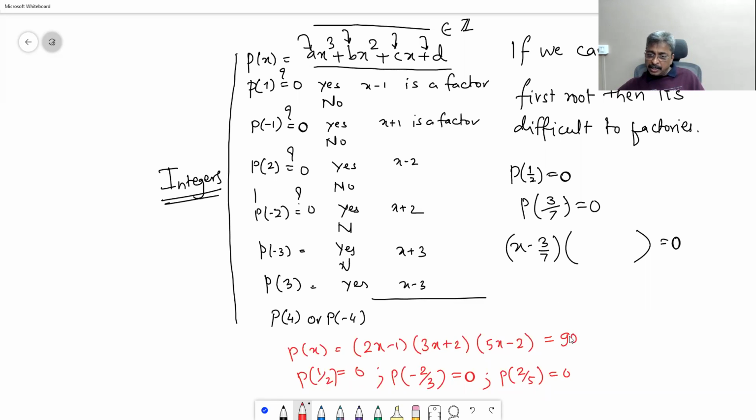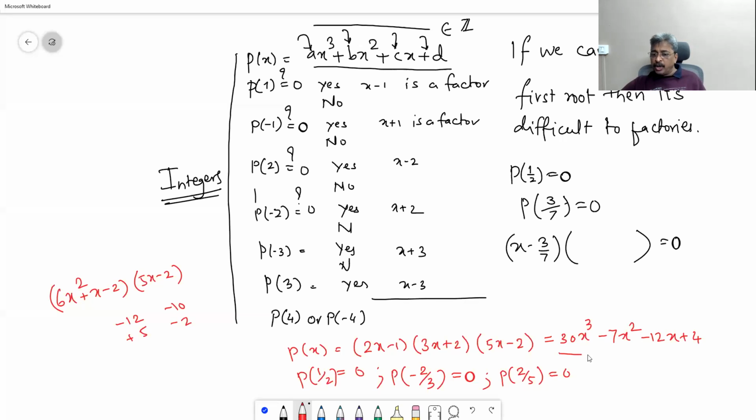Okay, so let me do it quickly in this way. 6x squared, 4 minus 3 is plus x, minus 2, multiplied by 5x minus 2. 30x cubed. Then how many x squared? 6 into 2 minus 12 plus 5, that many x squared. So minus 7x squared. How many x? Minus 10 minus 2, that many x, minus 12x plus 4.